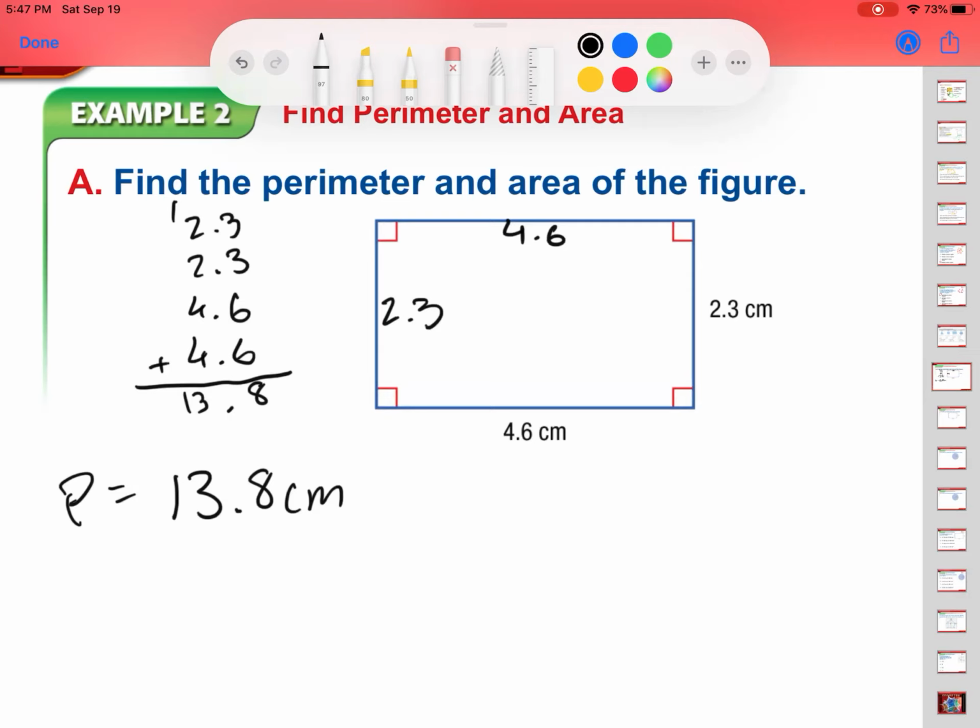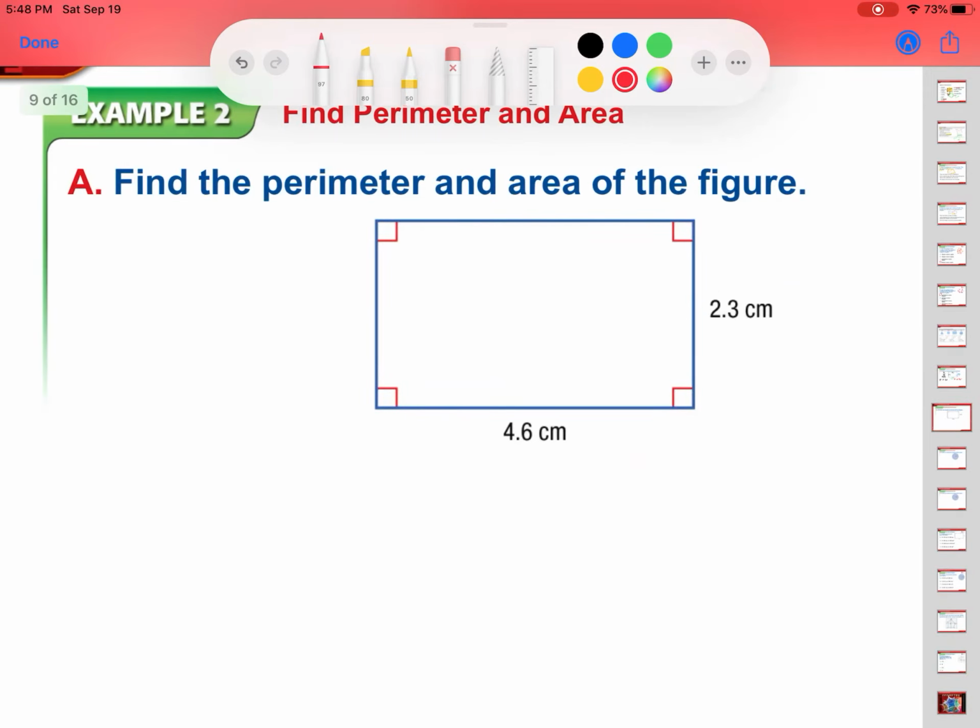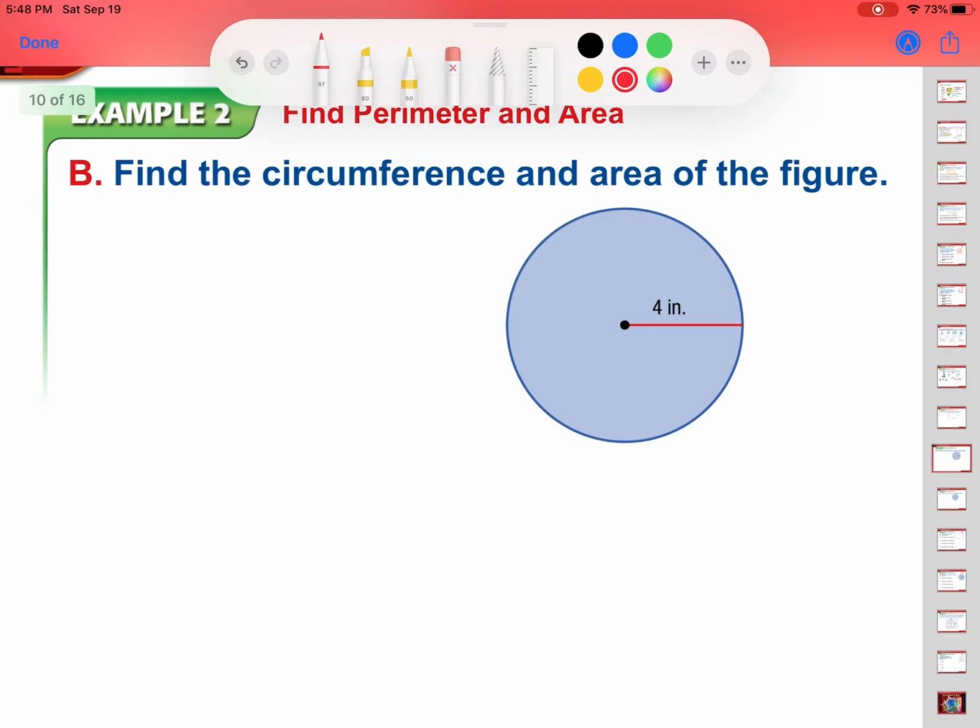Perfect, lovely. And then for our area, we have to do 2.3, our length, times our width. So 2.3 times 4.6 ends up equaling 10.58 centimeters squared. Make sure you include that squared. It's very, very important.